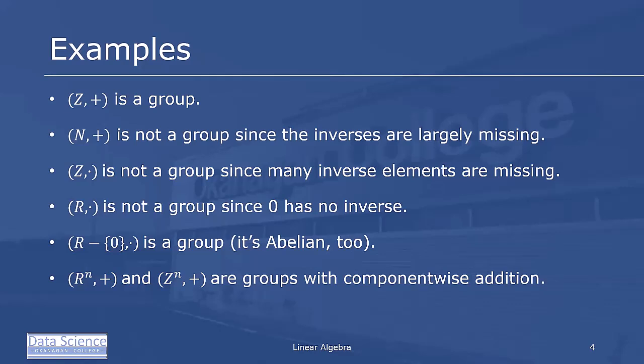Now, if we look at the set of real numbers without 0 and the operation of multiplication, this is in fact a group. In fact, it's an abelian group. The sets of n-dimensional vectors of real numbers and n-dimensional vectors of integers are both groups with the operation of component-wise addition. So that ∘ that we were talking about before can be a variety of different normal operations.